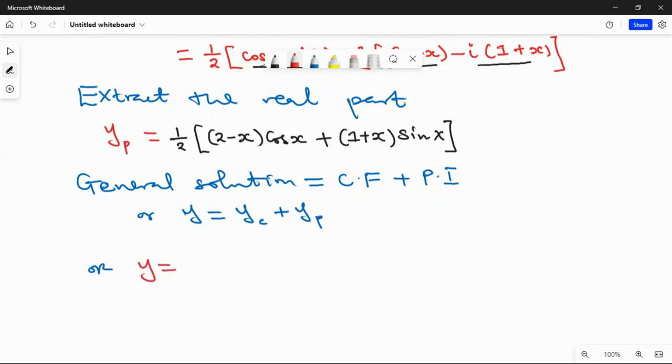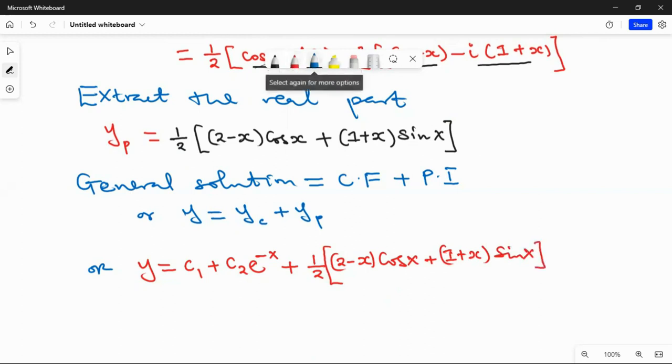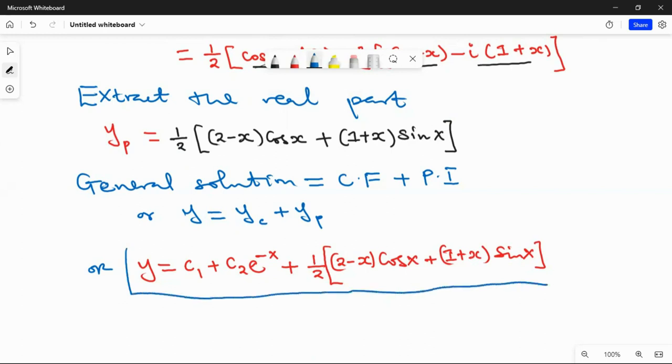So you can write y is equal to c1 plus c2 times exponential negative x, then plus now what you found here is 1 over 2 times 2 minus x. Remember there's a bracket. Here we have cos x plus here now we have 1 plus x sine x. C1 and C2 are arbitrary constants which can be determined if you are given some initial conditions. But in this case, we have not been given the initial conditions, and so we cannot find the values of C1 and C2. So that's our general solution.